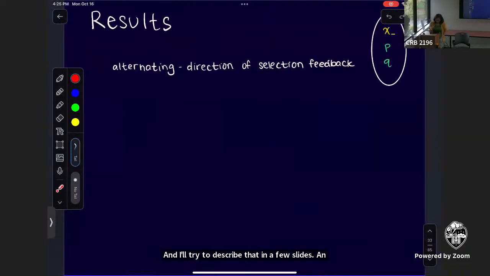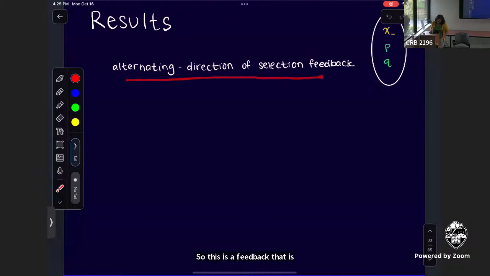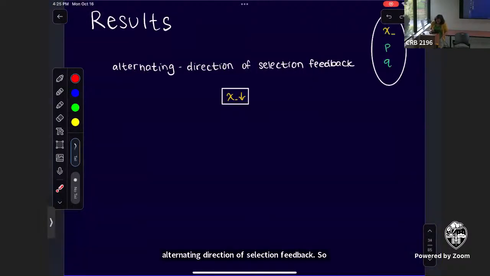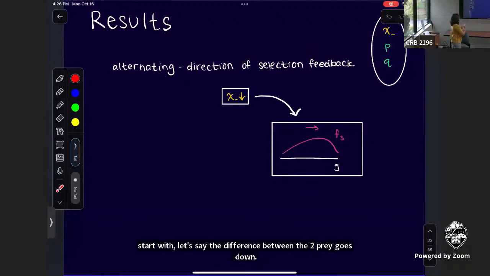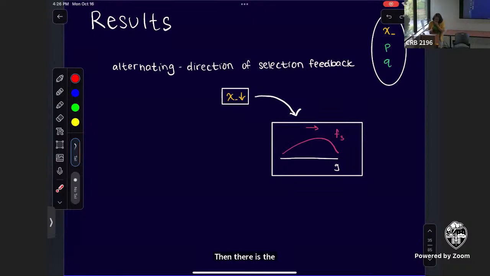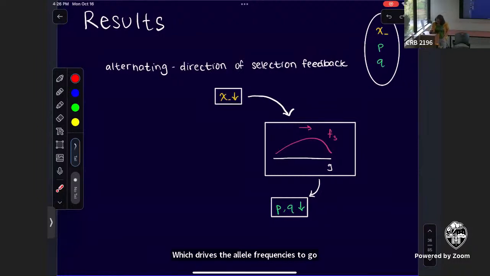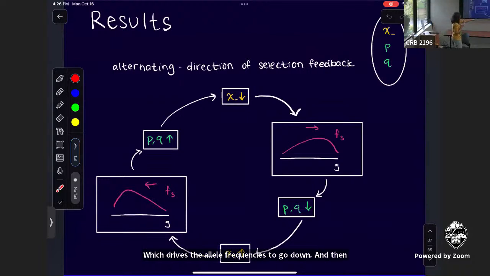So as I said, we can understand the kinds of feedbacks that are happening from the decoupling that we did. This is a feedback that we called the alternating direction of selection feedback. Here we start with, let's say, the difference between the two prey goes down. Then the selection gradient changes to one direction. This creates a selective pressure on the predator, which drives the allele frequencies to go down. And then allele frequencies going down reduces pressure on one of the prey versus the other, and that should be X minus. X minus goes back up, and you have this kind of cycle that results from there.